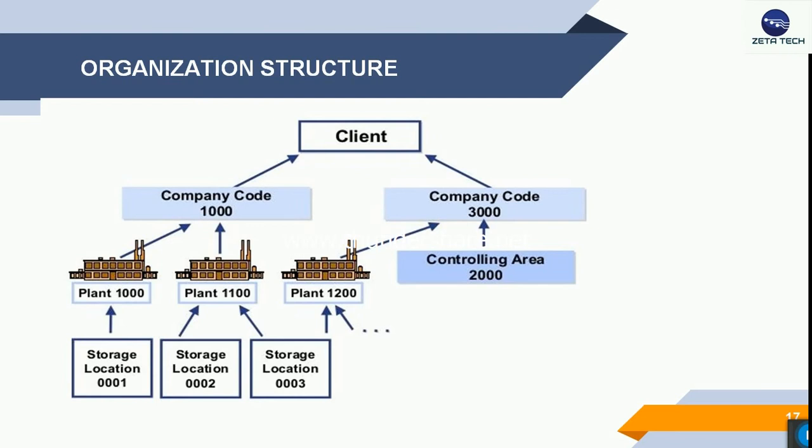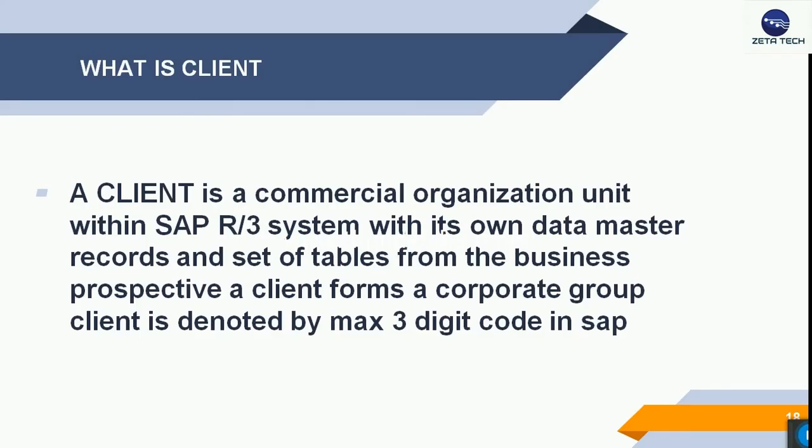So first of all, what is client? The client is a commercial organization unit within SAP ERP systems with its own master data, records, and set of tables from the business perspective. Clients form a corporate group. A client is denoted by a maximum 3-digit code in SAP. So first of all, this is the definition.